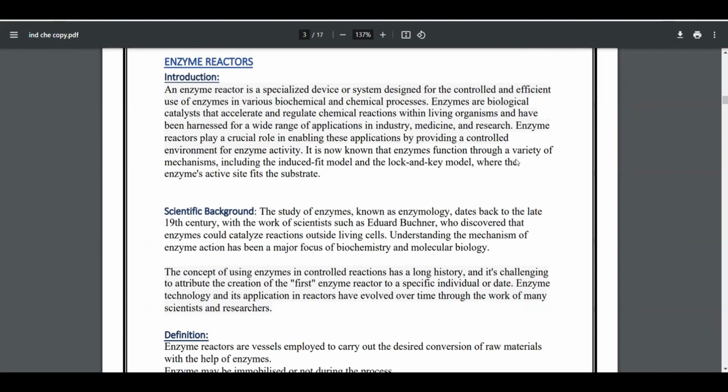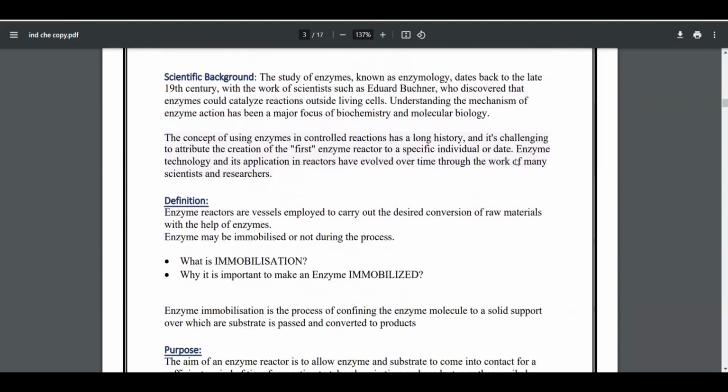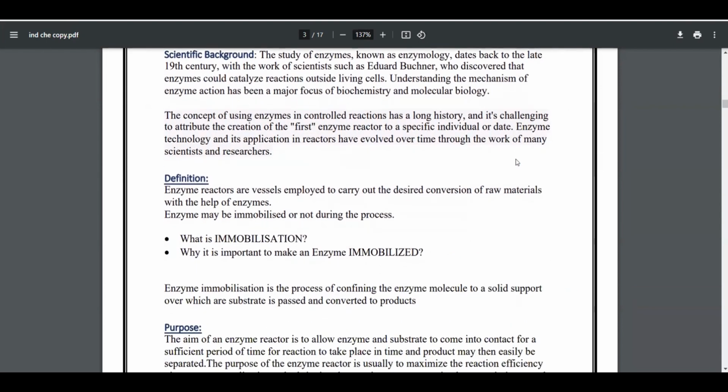Talking about the introduction of the enzyme reactor, an enzyme reactor is a specialized device or system that is designed for the controlled and efficient use of enzymes in various biochemical and chemical processes. So that was the definition of the enzyme reactor. Enzyme reactors are vessels that are employed to carry out the desired conversion of raw materials with the help of enzyme, and that enzyme can be immobilized or not during the process.